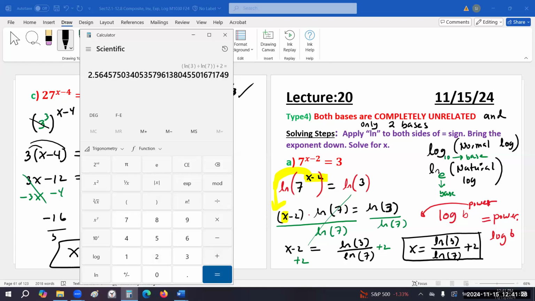So that gives us 2.5645. In the final exam, the maximum they go is the thousandths place. Thousandths means 3 places after the decimal. So if you want to round to 3 places after the decimal and look at our next number, which is 5, the 4 becomes 5. So the answer is 2.565.